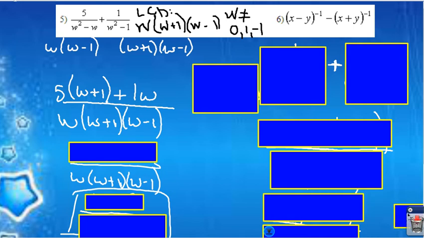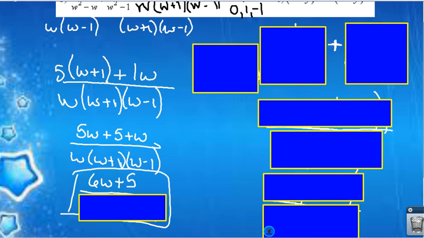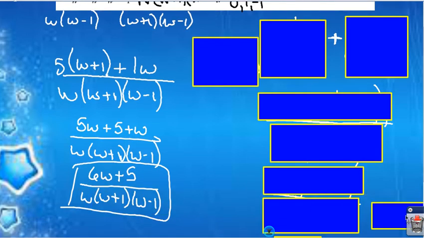Now the LCD is going to stay as you start to simplify. You do want to distribute this 5 into that parenthesis and then combine like terms. 5w plus w gives you 6w plus the 5. Again, still over our LCD. Now you would at this point check to see if you can factor. Since you cannot, this becomes your final answer.